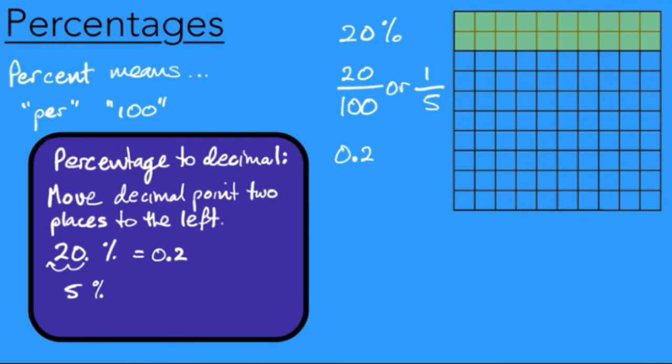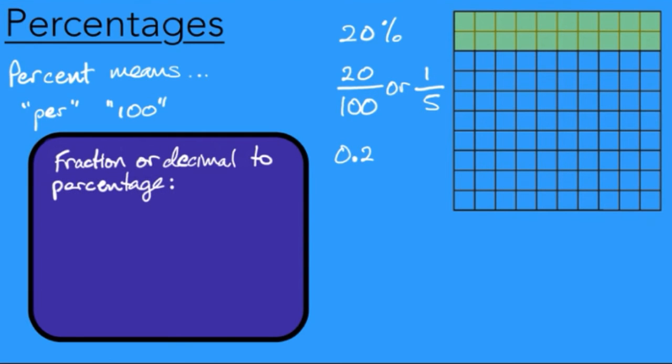Here's another example. What if you had 5%? There's a decimal point after the 5. Let's put a couple of leading zeros in front so we've got something to work with, because we need to move that, like we said, 2 places to the left. And I end up with 0.05. So 5% written as a decimal is 0.05.